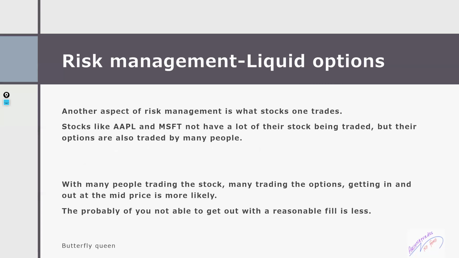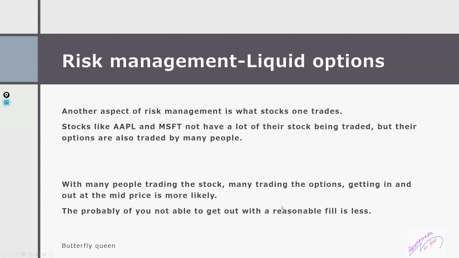Again, another way of thinking about risk management is play the stocks that everybody else plays, right? You trade Microsoft and Apple, where the stock is traded in huge volume. The options are traded in huge volume, which means the bid-ask spread is not huge. It's penny wide, maybe a 5 cent wide bid-ask spread. So that makes it easy to get in, easy to get out. It also helps you manage your risk, because once you get in, you're able to get out.